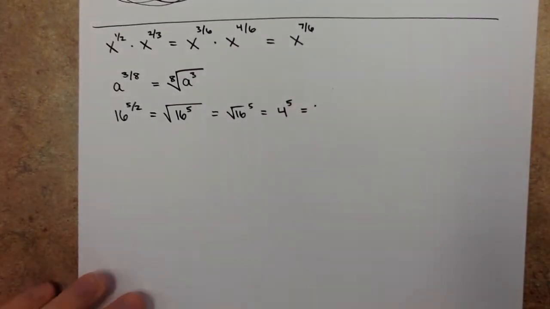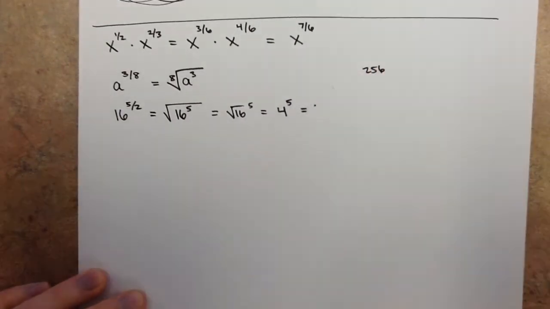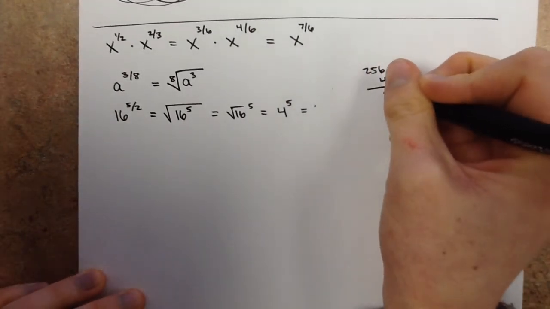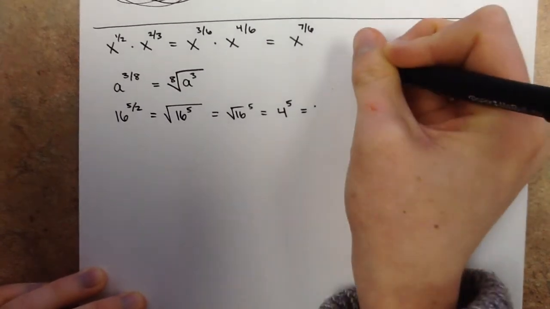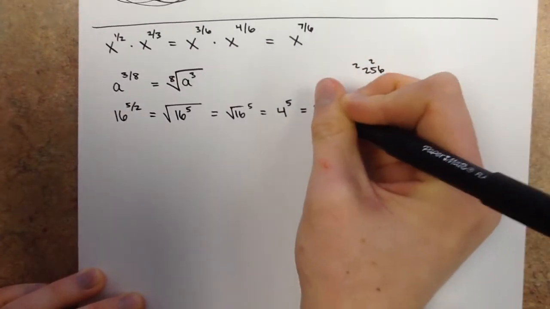So that, I mean, you could just plug something like that into your calculator. But 256 is 4 to the 4th. So times one more copy of 4 would give you this, 1024.